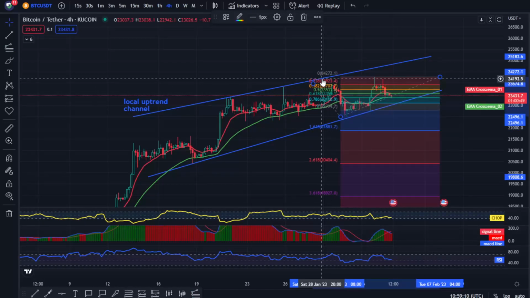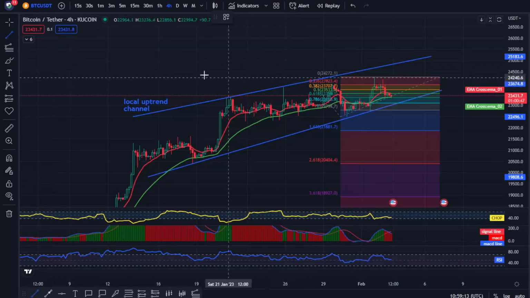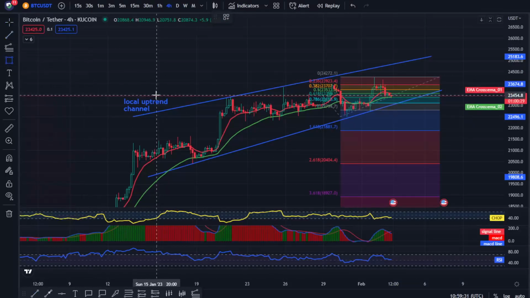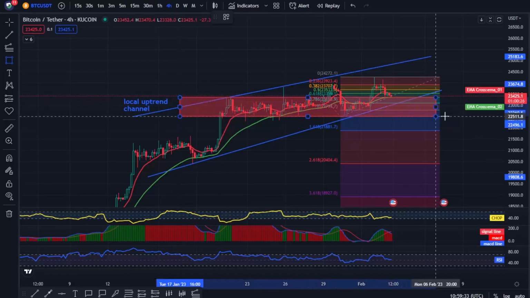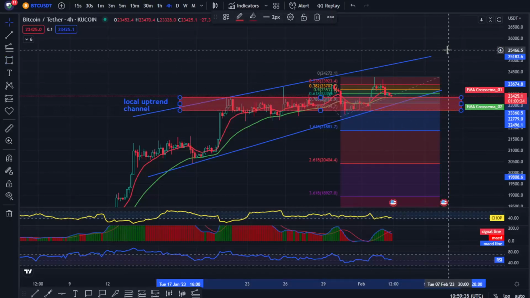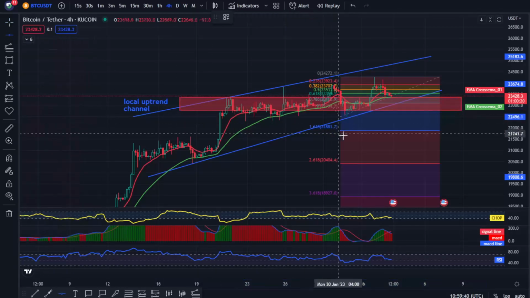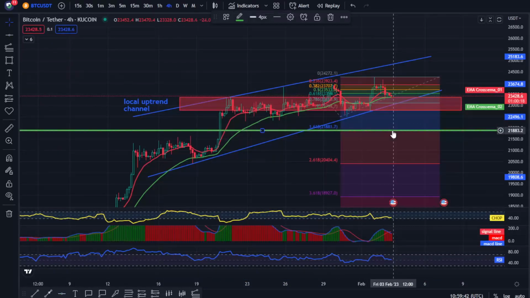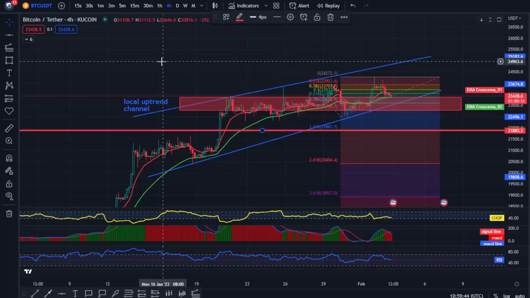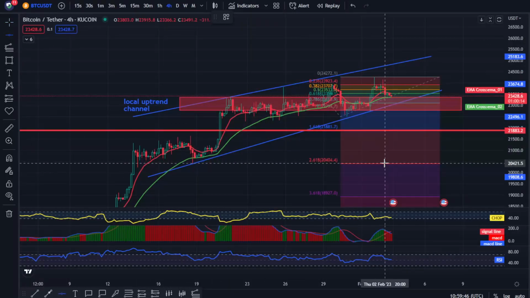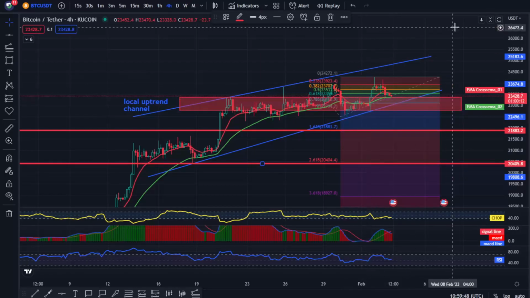And here, in the first place, it is worth marking the support zone from $23,361 to $22,779. But when we fall below this zone, we can see a drop to around $21,883 and even $20,406.